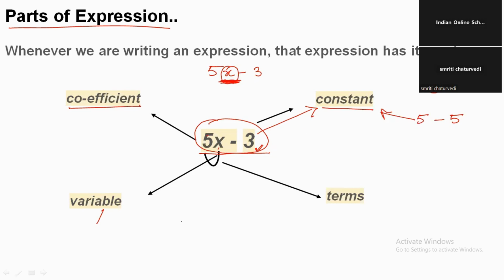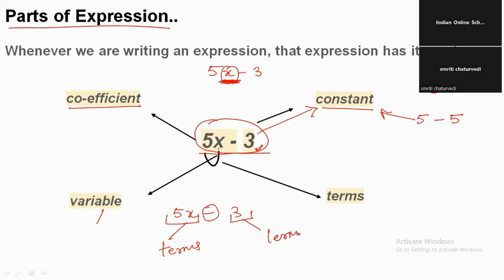Now, since I am writing an expression over here, which is 5x minus 3, you can see that one mathematical operator I have used over here. Other than this mathematical operator, you can see one number and pattern over here and one over here. These patterns or numbers are known as what? These are known as terms.